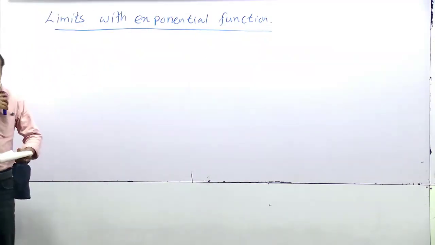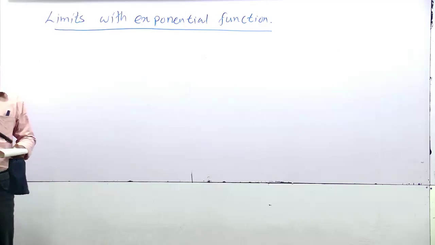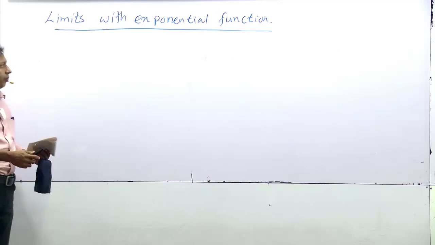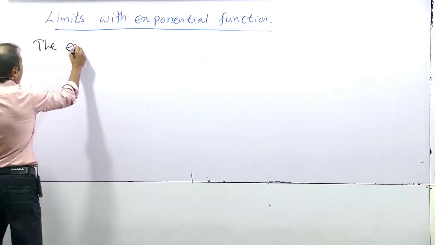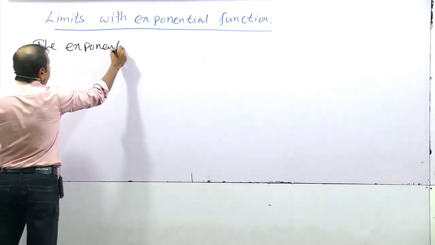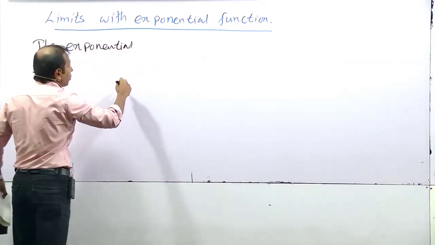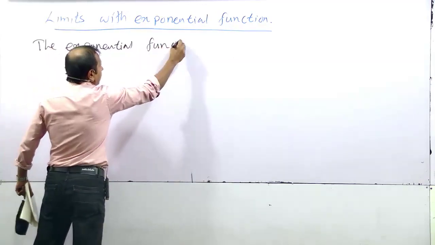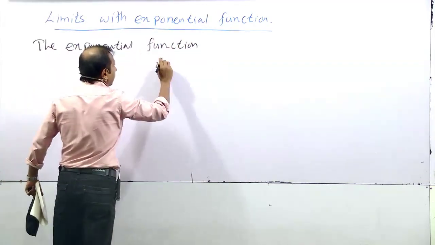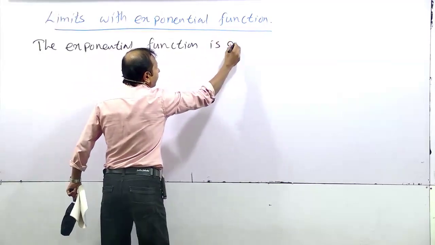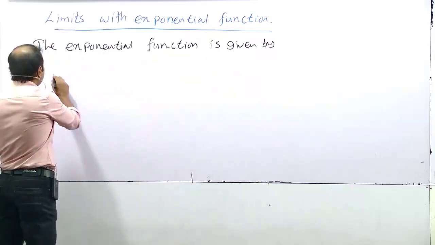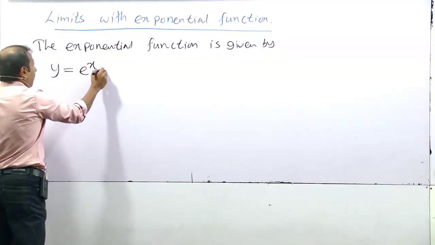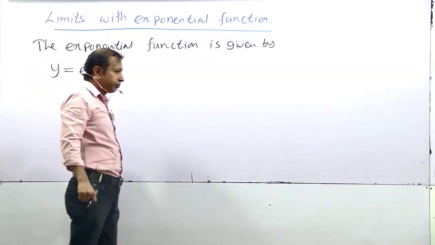Okay. Now we define the exponential function like this. Write down like this. The exponential function is given by y equals e^x.